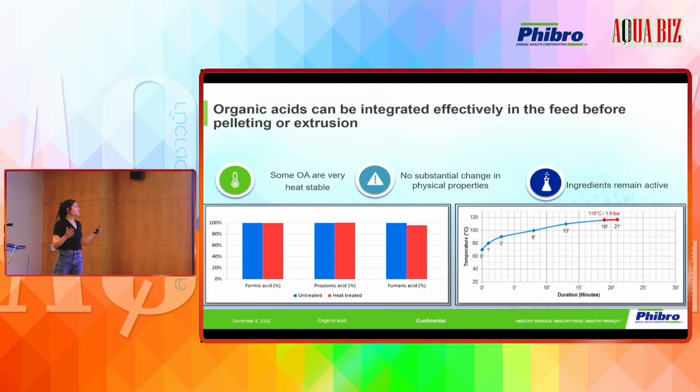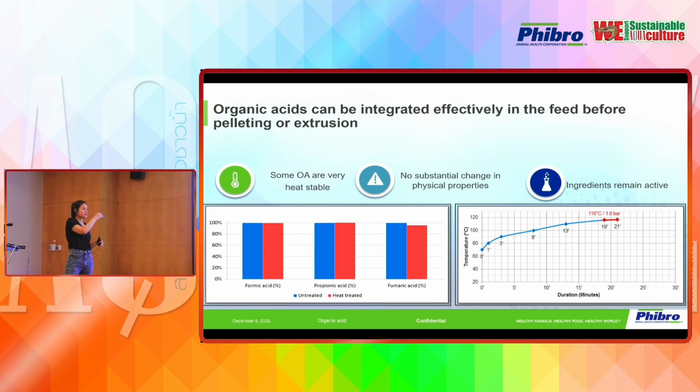And another technical aspect that is extremely important is to check for the pressure stability and for heat stability. And here we examined 3 different organic acids, formic, propionic, and fumaric acid. We saw that they are very heat stable. We saw no substantial change in physical property after reaching 100 degrees. And then we saw that the ingredient remained active after this test where we reached 116 degrees and 1.8 bar, which simulates extrusion conditions. So those results, the resilience of the organic acids, were really good.